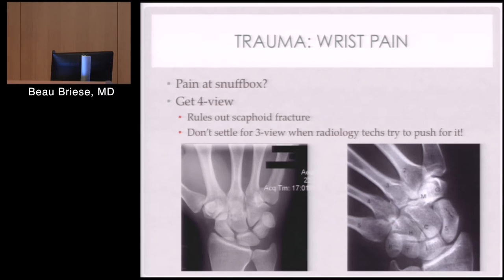It's hard to see what the outline of that bone is. But if you look at the opposite side on the left, it's very easy, see where it says S, to see the outline of the bone. And that's important because if that bone is broken, you can get pain for the rest of your life because the bone can die quite easily. That bone is just really fragile. So get a 4-view if they've got pain at the snuff box.